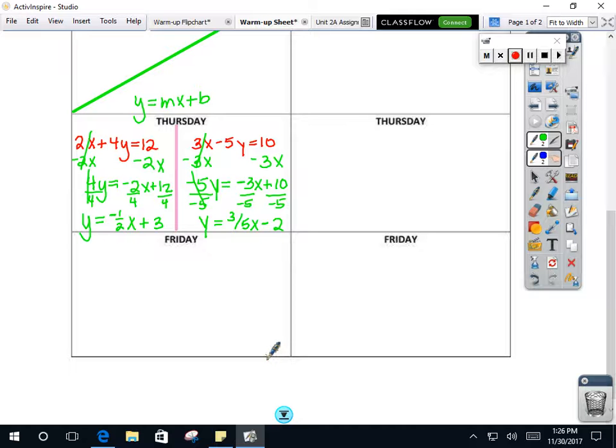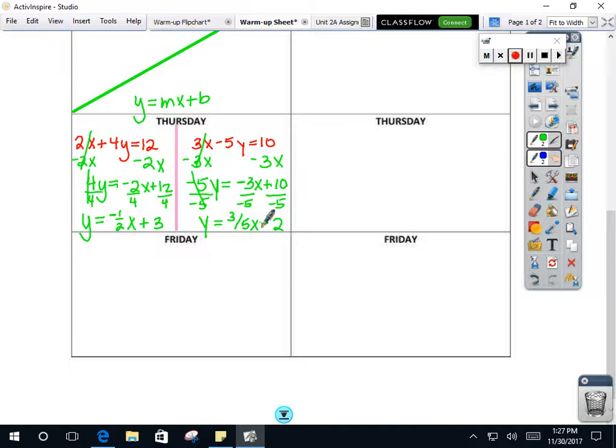Now, can anybody tell me how many solutions this system would have if you took the time to graph it? 1. How do we know that? Well, they're not the exact same line, right? And they don't have the same slope. If they were the exact same, m and b, they would be the exact same line, and that would be infinitely many solutions because they would just be on top of each other and cross over and over and over. If they had the exact same slope, they would be parallel. Since everything's different about them, they're totally different lines, which means they'll intersect once.